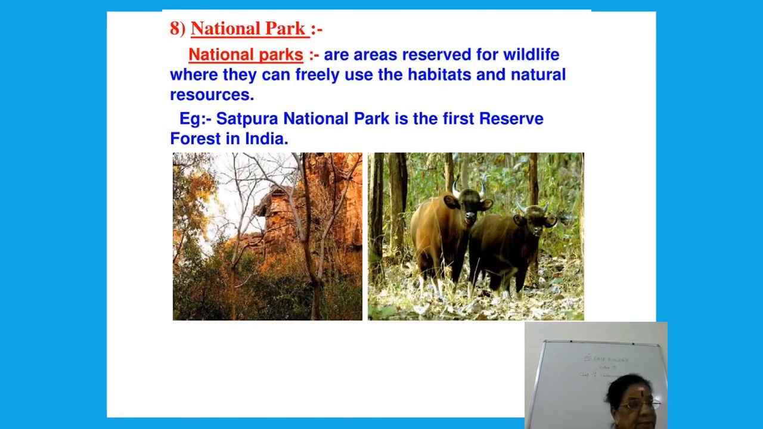Right? The next we do national park. National parks are the areas reserved for wildlife where they can freely use the habitat and natural resources. Example, Satpura National Park is the first reserve forest in India. The Satpura National Park is the first reserve forest in India.